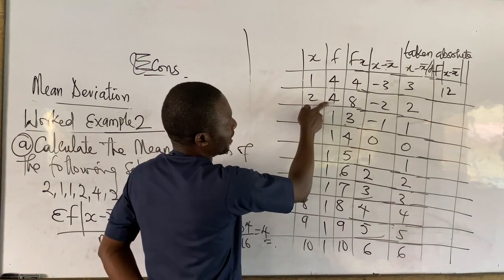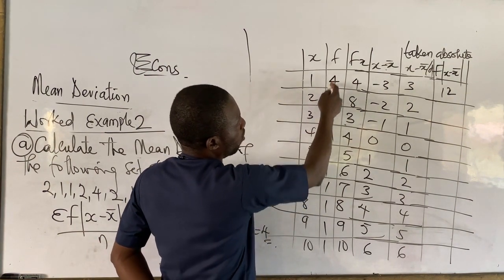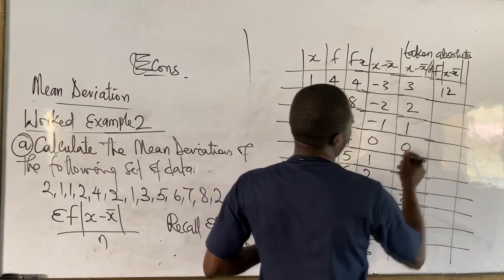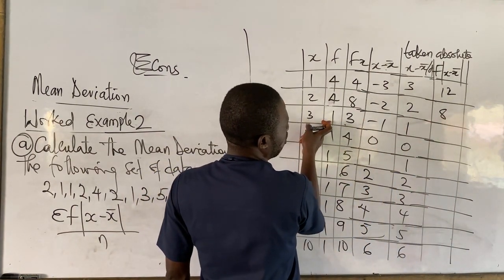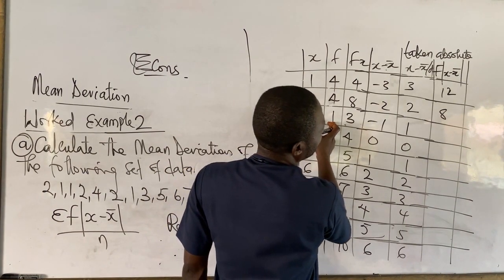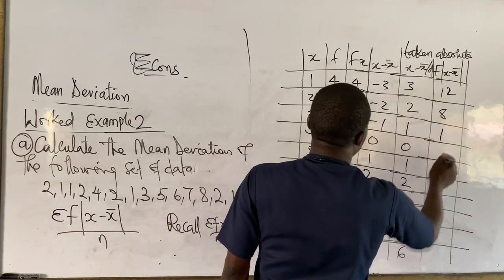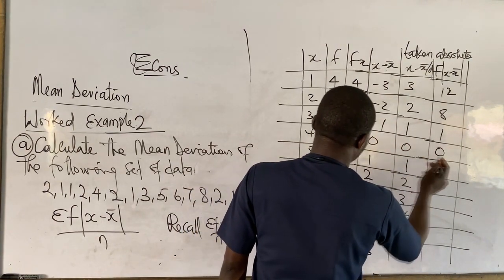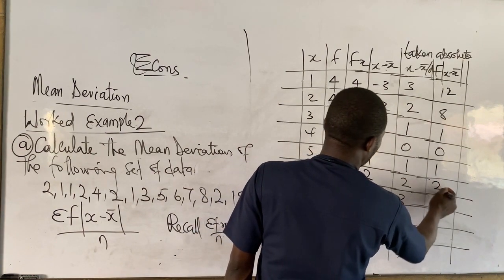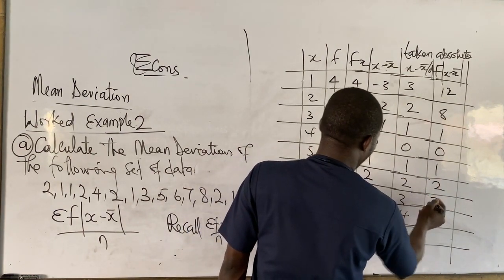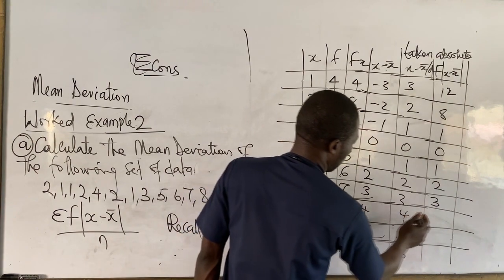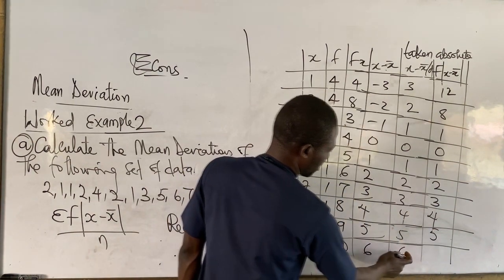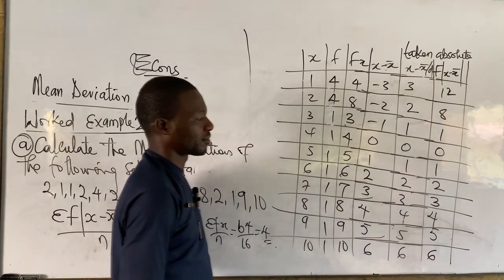Here also, we look at the second row, which is 4 under f, multiply 2. We have 8. We have the next row, which is 1, multiply 1. We have 1. 1 times 0, we have 0. 1 times 1, we have 1. 1 times 2, we have 2. 1 times 3, we have 3. I hope you're paying attention. 1 times 4, we have what? 4. 1 times 5, we have what? 5. And 1 times 6, we have 6.